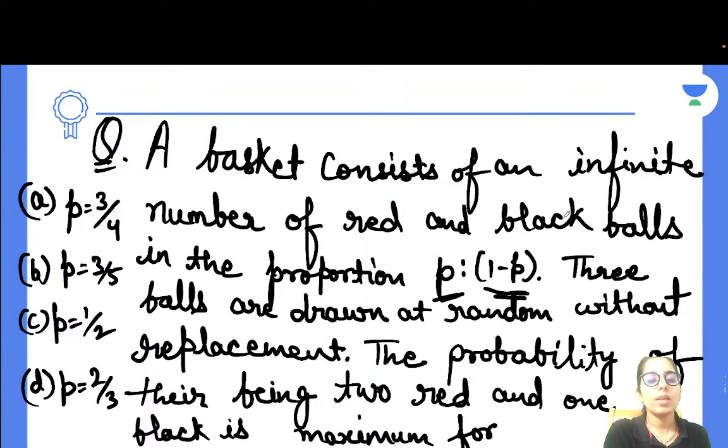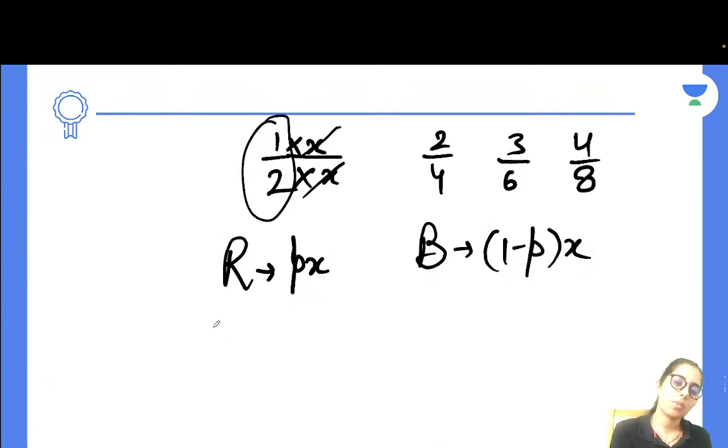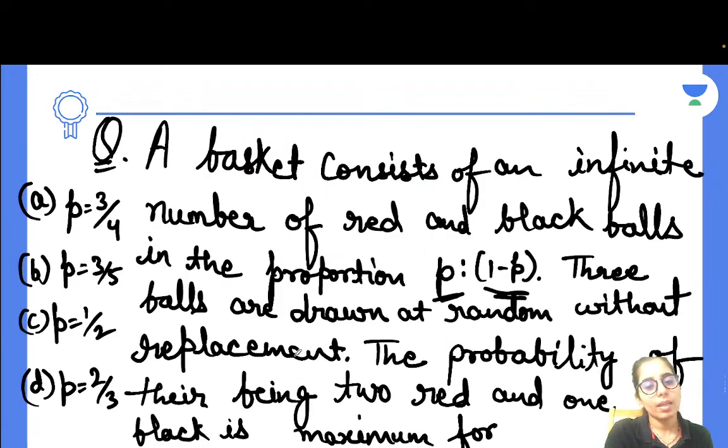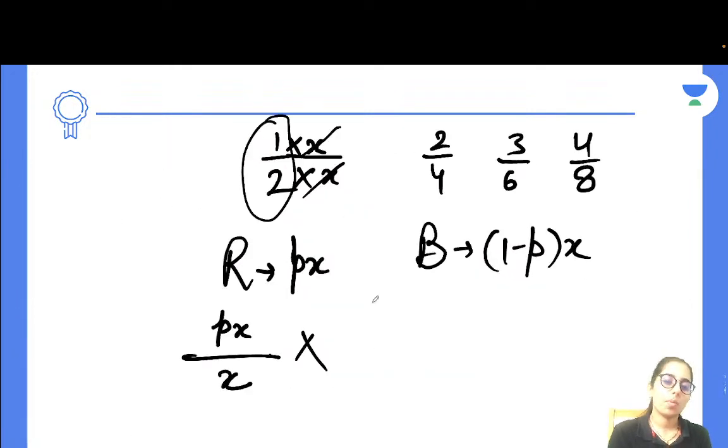Other than this, 3 balls are drawn at random without replacement. The probability of there being 2 red and 1 black is, so what is the probability of getting a red ball? Px over the total number of balls, which will be X. And what about the other ball to be again a red ball? So its probability will be again the same, the red balls divided by the total number of balls.